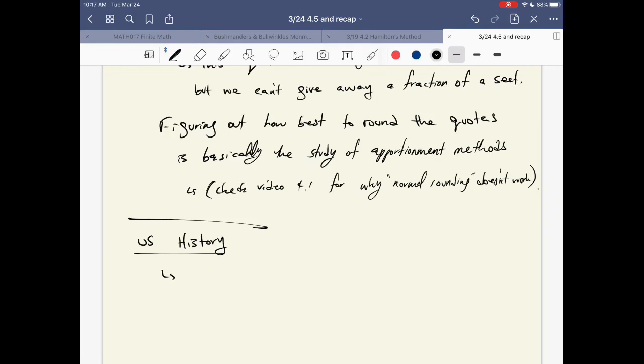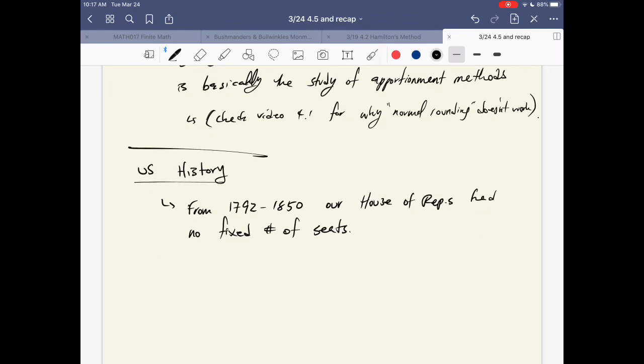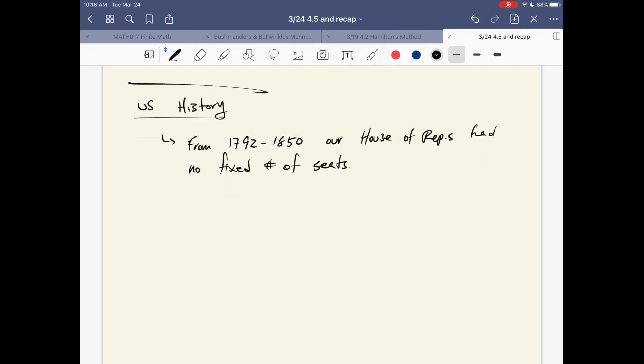So we used strange methods from 1792 until 1850. Our House of Representatives had no fixed number of seats. And so this made the apportionment methods quite strange. I mean, it resulted in a lot of funny things happening, and we won't even study that. Our Hamilton method, what we call the first apportionment method, was actually put into place in 1850. So in 1850, we fixed the number of representatives. And we thought that we had a good method, which was Hamilton's method.